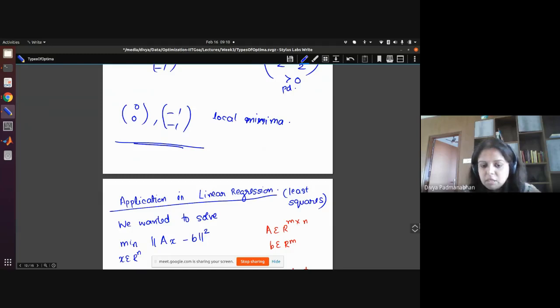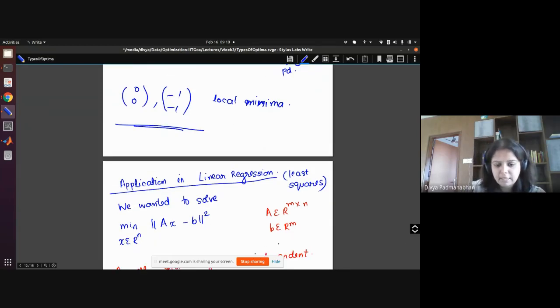Recall that we had a matrix A, and you are also given these values B, and the problem was to find a solution which minimizes the least squares objective. This is called a least squares objective, and you want to find this X which minimizes it. Suppose B lies in the column space of A, then this is going to give you a value 0, because you can exactly solve this problem.